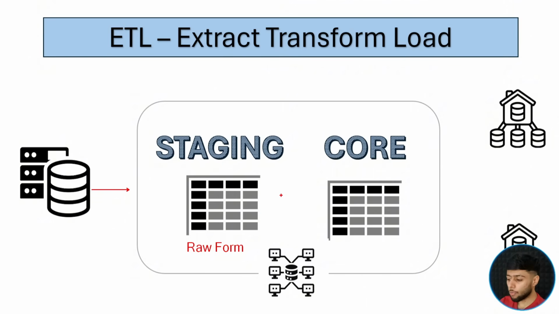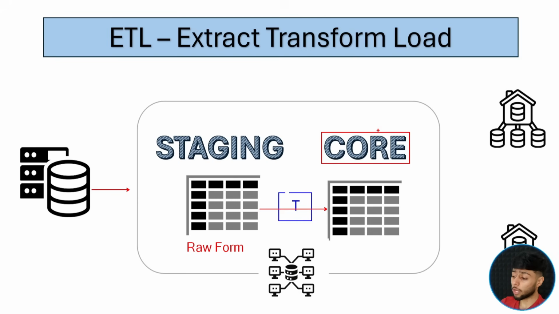Then we will be applying transformations. Let's say we are adding columns, removing columns, transforming columns, performing aggregations, everything. Let me just write T. T for transformation. So we apply transformation, and finally we store this data. Let me just create an arrow. So we apply transformations, and we finally store our data in the core layer.